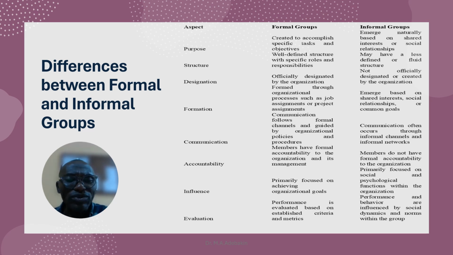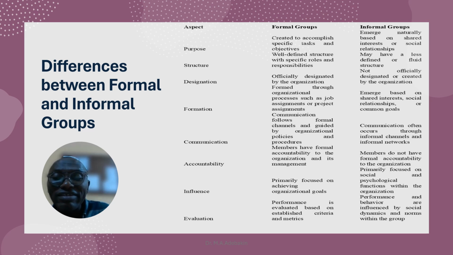Then the differences between formal and informal groups can be seen from different perspectives. For instance, purpose. Usually formal groups are created to accomplish specific tasks and objectives, and they have well-defined structure, unlike informal groups that emerge naturally based on shared interests or social relationship. In terms of structure, I've said it, they have specific structure. Informal groups don't have specific structure, they have fluid structure.